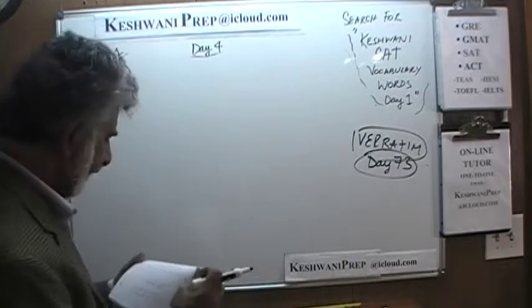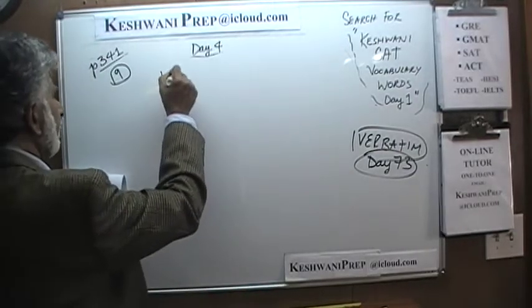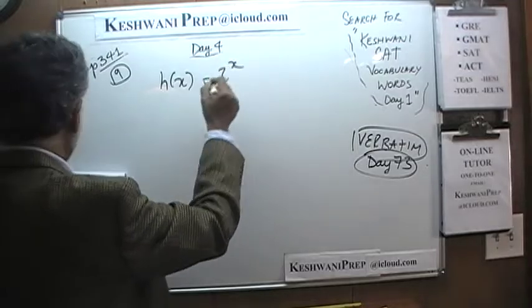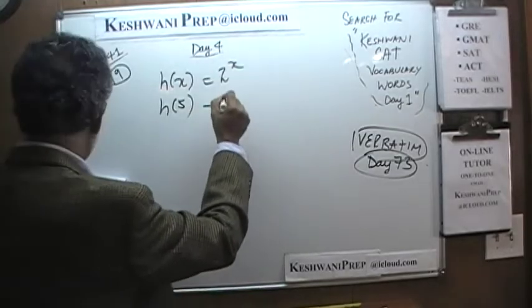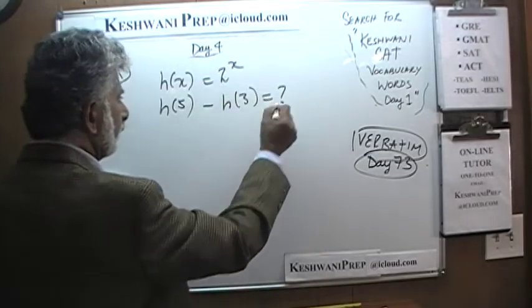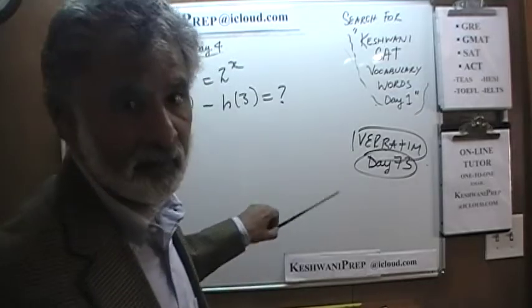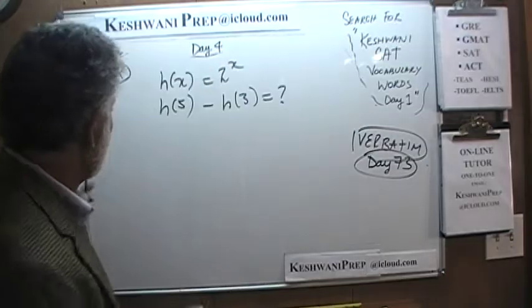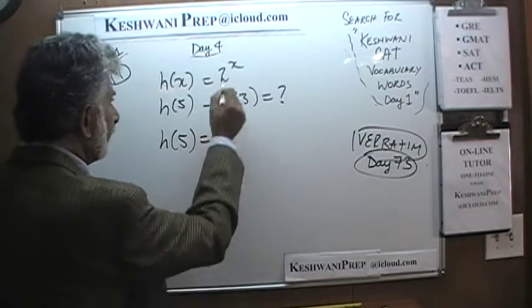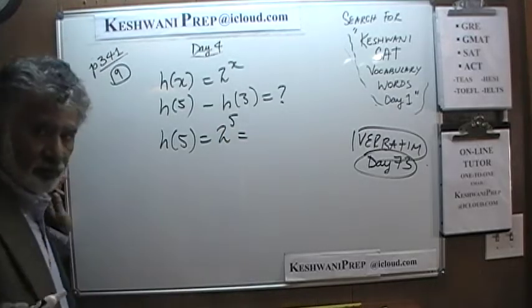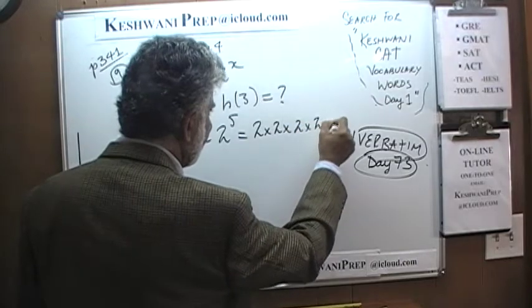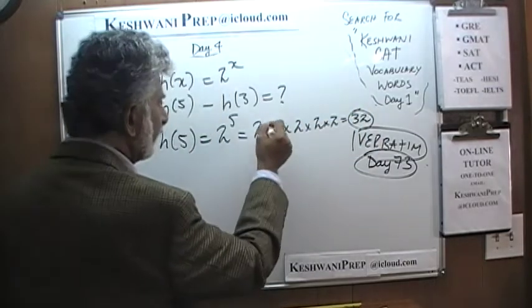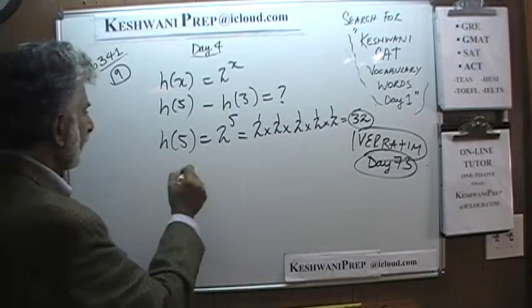Number 9 is a very straightforward, very simple question. We are given a function, h of x, we are told, equals 2 raised to x, and we are being asked to figure out the difference between h of 5 and h of 3. What's the value of the function when x is equal to 5 as opposed to when x is equal to 3? That's all, the difference between the two. H of 5 is simply going to be 2 raised to 5, and don't just take a chance, just do it out, it only takes a few seconds. 4, 8, 16, and 32. So that's 32. 2 raised to 5, you see, 1, 2, 3, 4, 5. I didn't make a mistake.